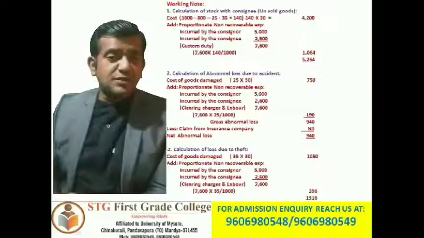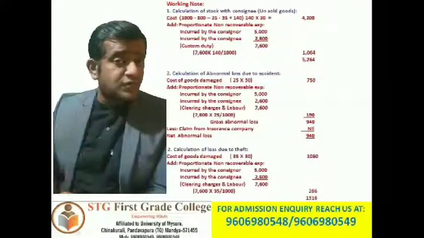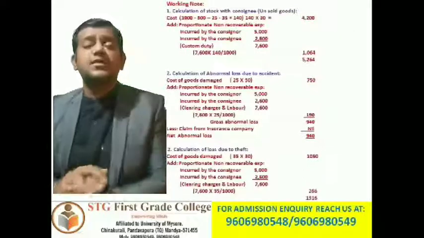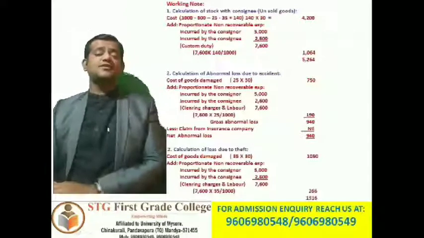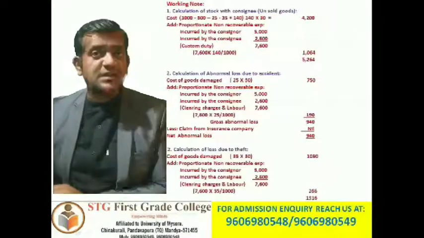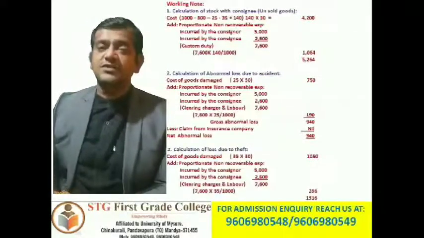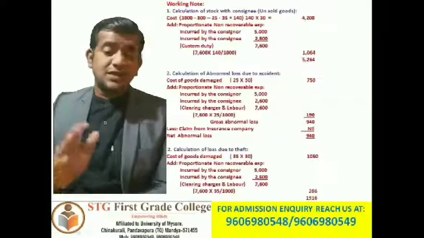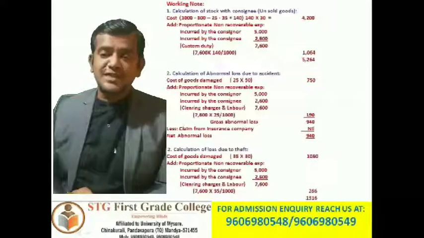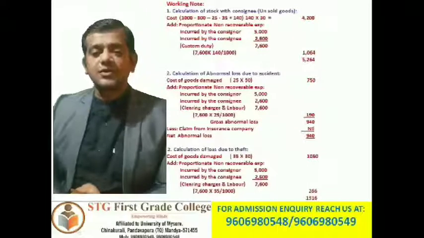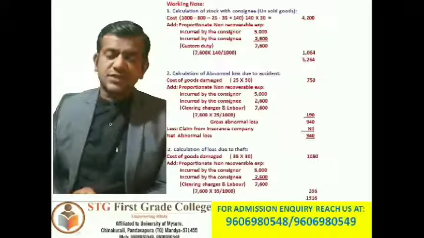Actually this 7,600 is for 1,000 tins, the total number of goods consigned. But now what is the number of goods left with the consignee? 140, correct? So take the calculation, put it in a bracket, 7,600, that is the total expenditure, into 140, that is the closing stock, divided by 1,000, that is the total number of tins consigned. You are going to get an amount of 1,064 rupees. So total it, you are going to get 5,264 as the closing stock, that is the stock with the consignee.